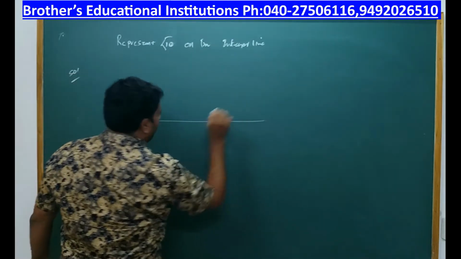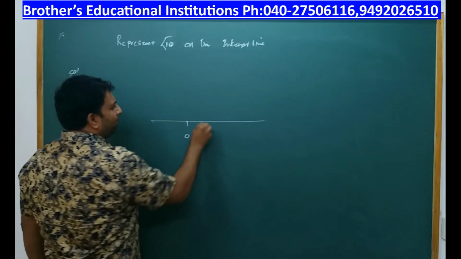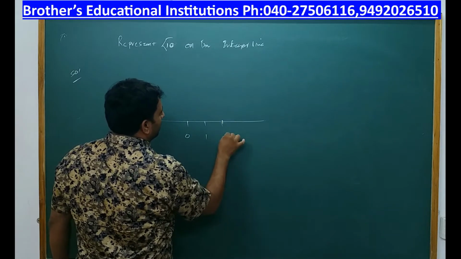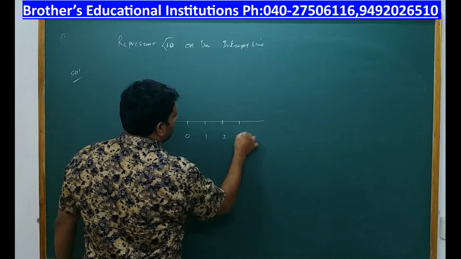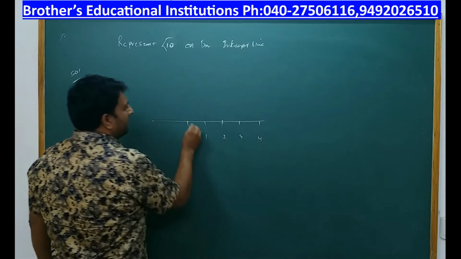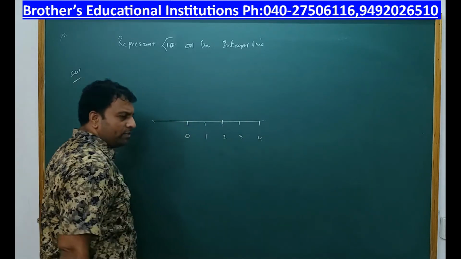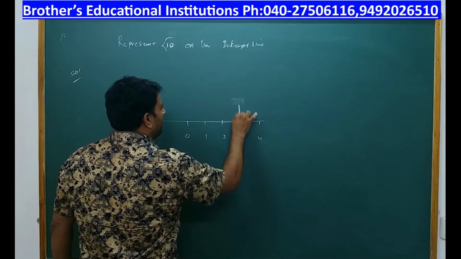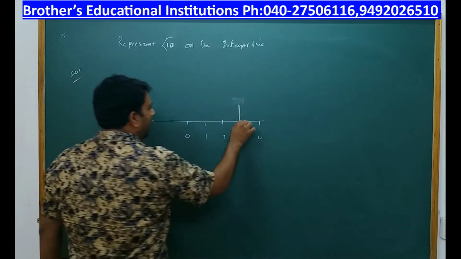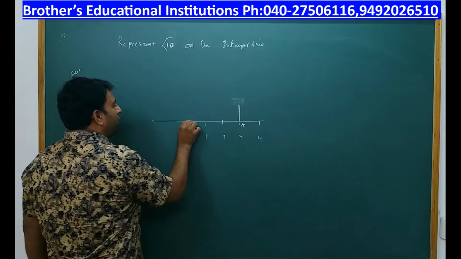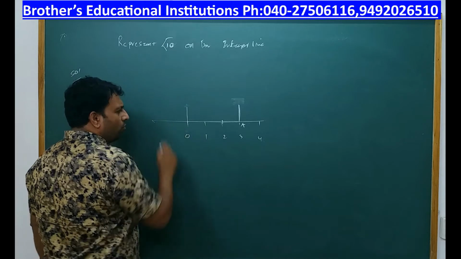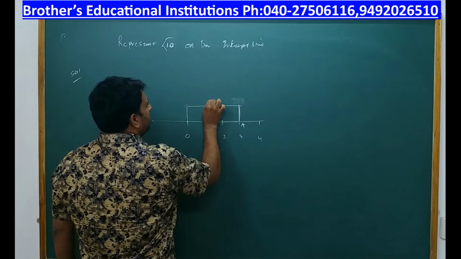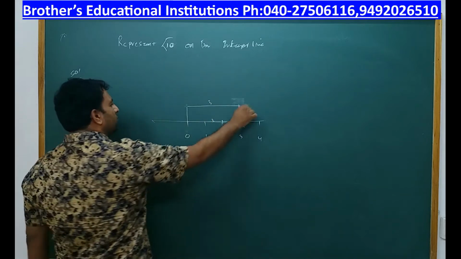I am going to take an integer line. This is 0. I will mark this as 1. This is 2. This is 3. And this is 4. I will take this as 3 units and I will mark 1 unit only perpendicular on the integer line at A. Again I will take 1 unit at O. Join this. What will I get? I will get a rectangle where the opposite sides are 3 units and this is 1 unit and this is 1 unit.